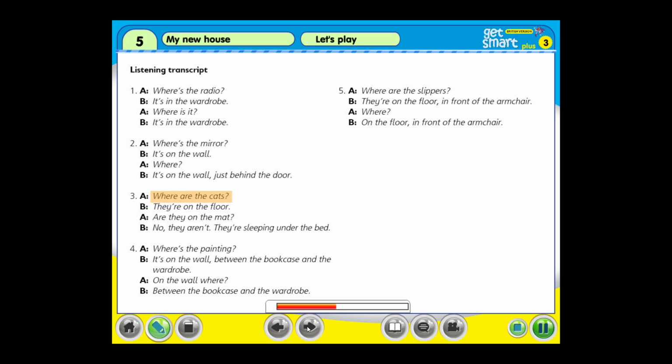3. Where are the cats? They're on the floor. Are they on the mat? No, they aren't. They're sleeping under the bed.